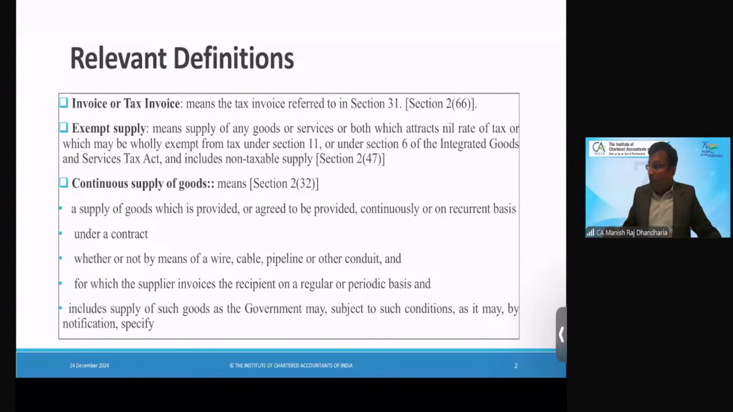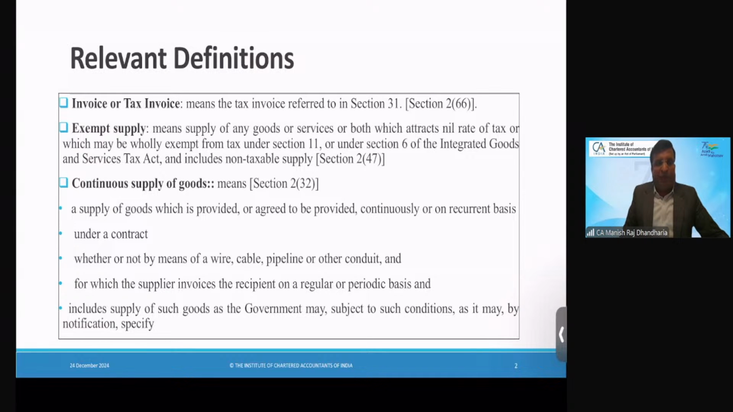So whatever is mentioned in section 31, read with different rules, all the relevant provisions, rules and regulations related to tax invoice are written therein. We'll be coming to that. But before going into that, we should know certain terminology which are defined in the GST law itself.